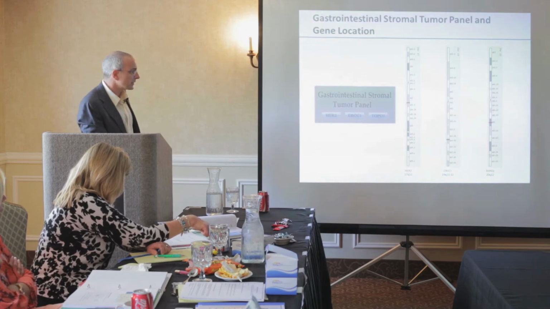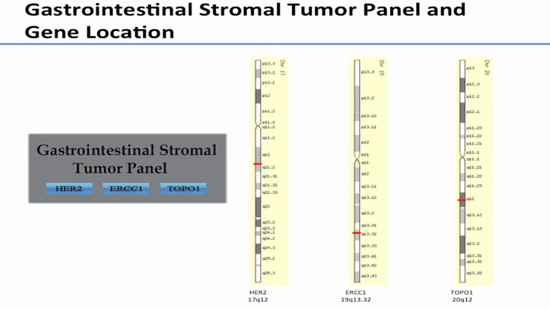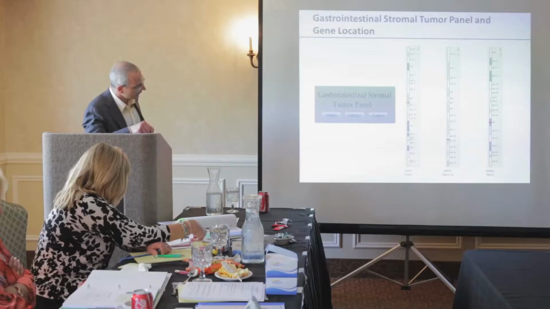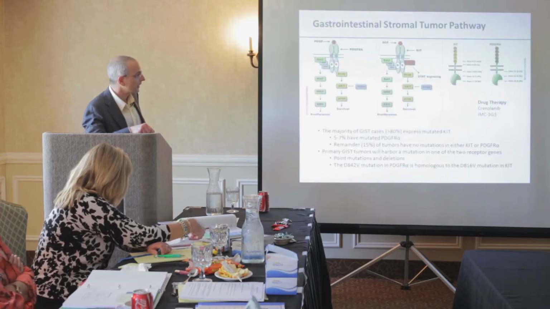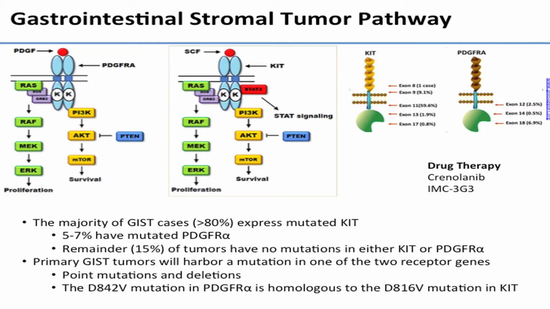There's only 3 genes in this one. Obviously, key players that the team has found to be essential here. These are receptors, and this is that topoisomerase enzyme that I was telling you about. And then I wanted to just show you the 2 different pathways, but somewhat similar, that the GIST tumor uses.